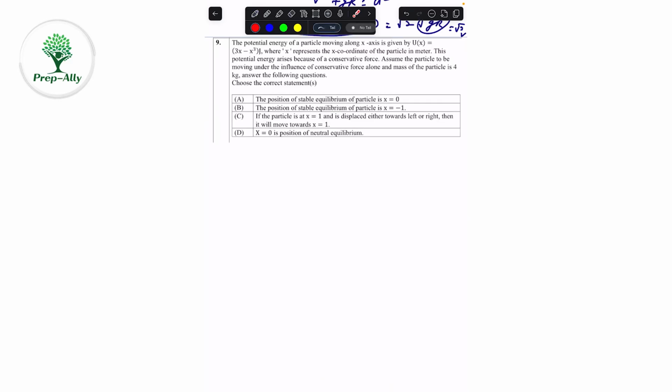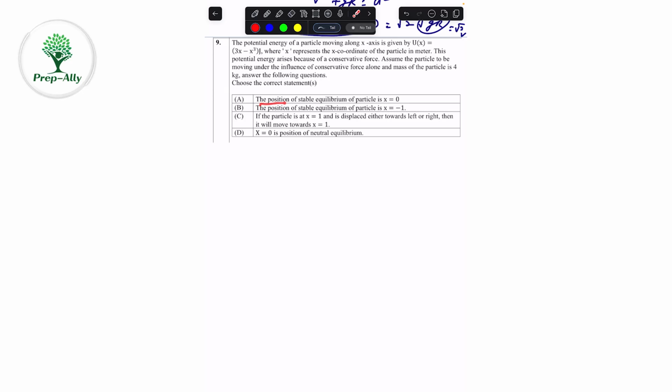Today we are going to solve 9th question of PAVE exam. In this question it is saying the potential energy of a particle moving along x-axis is given by u(x) is equal to 3x minus x cube, where x represents the x coordinate of the particle in meters. This potential energy arises because of a conservative force. Assume that the particle is moving under the influence of conservative force alone, and mass of the particle to be 4 kg. Answer the following question, and we have to choose the correct statements.